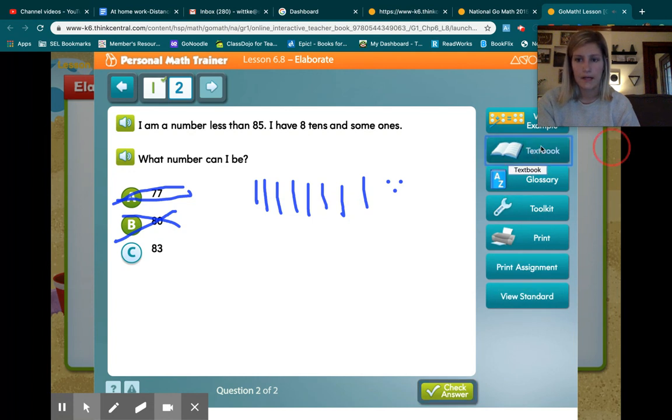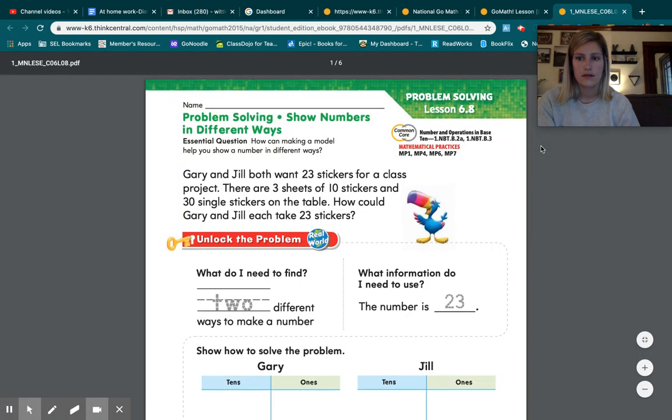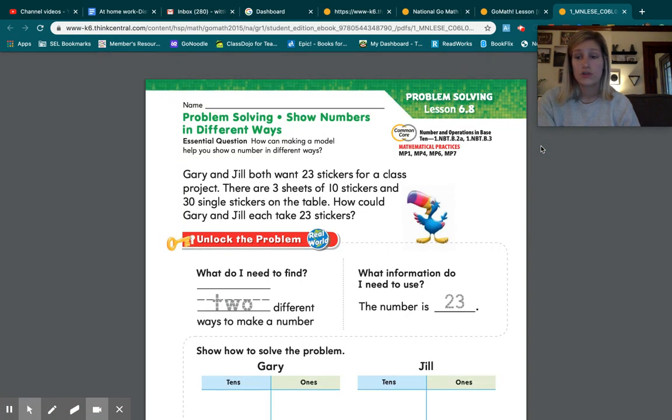Okay. Last thing I'm going to do before I leave you guys is show you what you're going to be working on in your workbook today. So, there is a story problem up here that your parent is probably going to have to read for you.